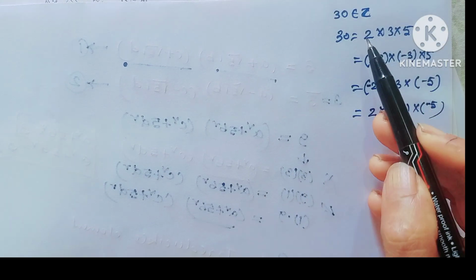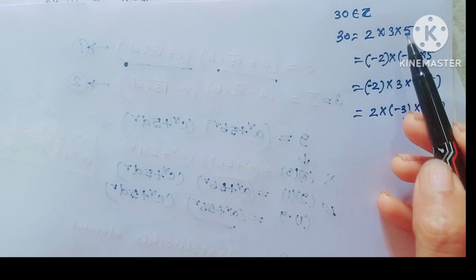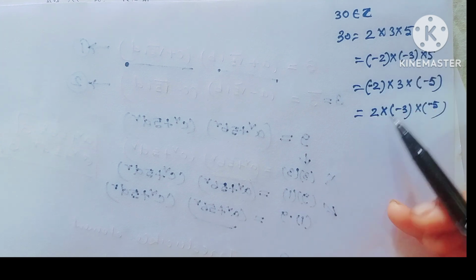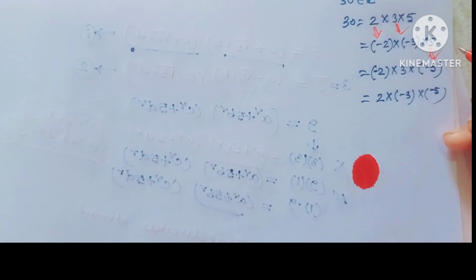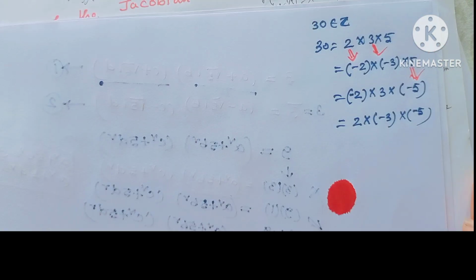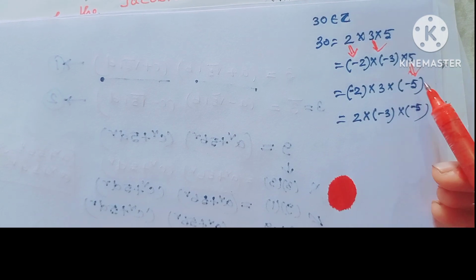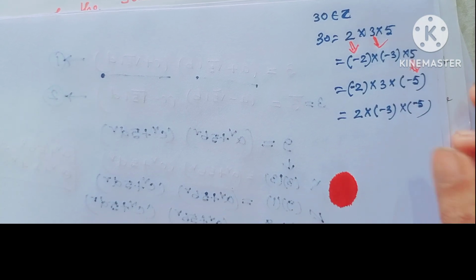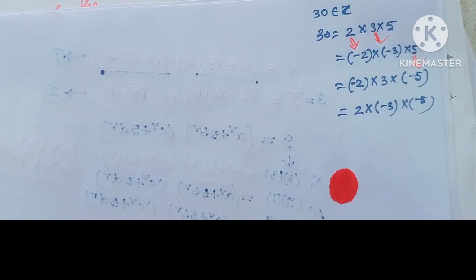We can write 30 as product of irreducible element in many ways, but they are unique up to association. Notice 2 is associated with minus 2, 3 is associated with minus 3, also 5 is associated with minus 5. So we can write this as product of irreducible element. Also they are unique up to association. I hope all my viewers have understood.